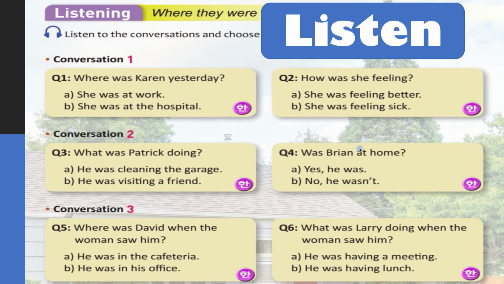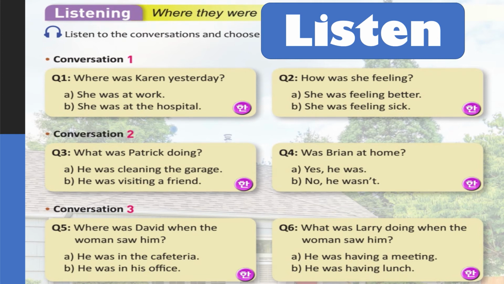Listen. Where were you on Saturday? I was at home with Patrick. What were you doing? We were cleaning the garage. Was Brian helping you? No, he was at his friend's house.